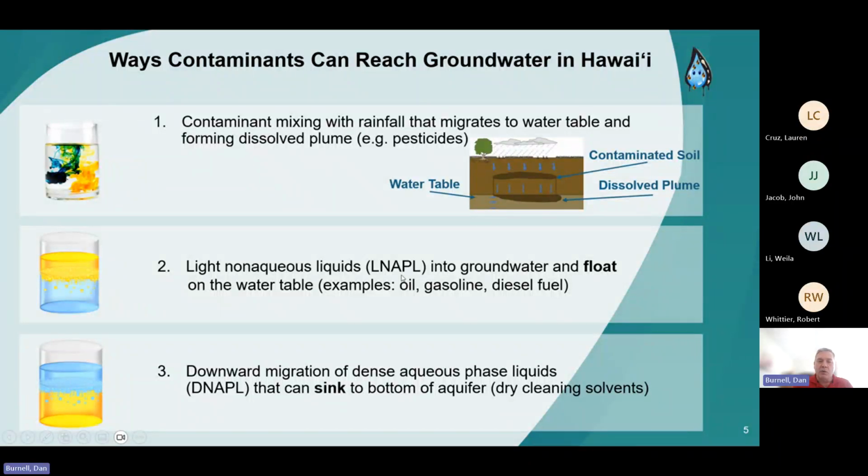Another way that contaminants can reach the groundwater is through these denser materials. For example, dry cleaners use chemical solvents, and these chemical solvents are denser than water, so they're going to migrate downward because of gravity too. If you put them in a cup of water, they're going to sink to the bottom because these solvents are denser than water. And we call these types of solvents dense non-aqueous phase liquids, or DNAPLs.